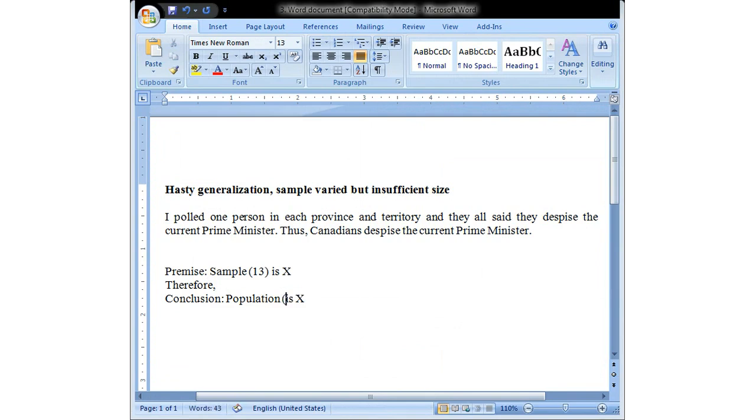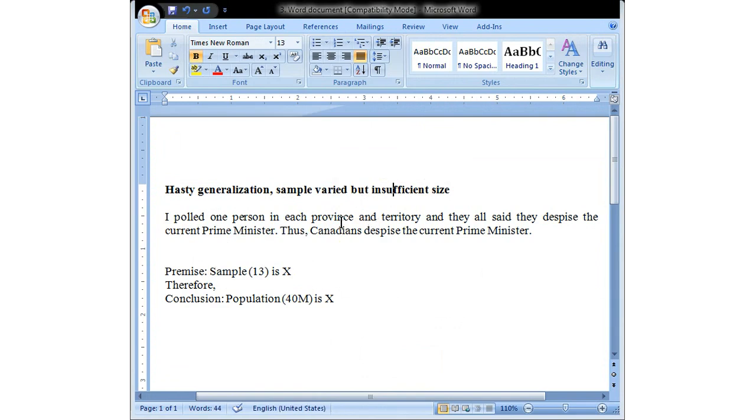I don't know how many Canadians there are. What's the latest numbers? Anyone know in millions? Something like 32 million, I would imagine. I haven't checked. 40 million. We're there. Wow. Let's just put it that way. There you go. And those numbers are fine with me. So 40 million. If you got 13 people and you're going to draw a conclusion about 40 million people, this is insufficient. Your sample is insufficient. Now, it's varied, but it has insufficient size.